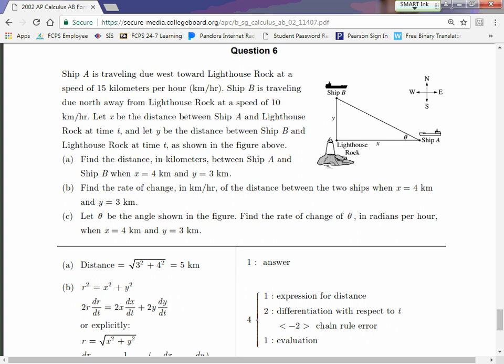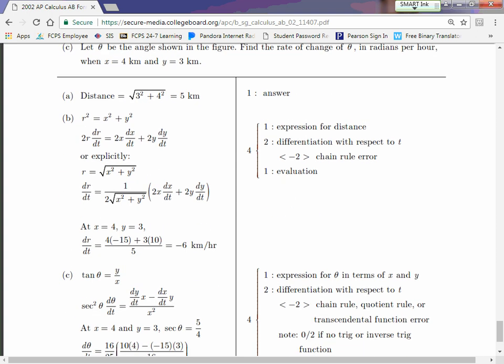So guys, remember that our rate, we don't look to see what is the direction to determine whether it's positive or negative. We look to see what is happening with my distance. Ship A is getting closer to the lighthouse rock, so its distance is decreasing. So I want that rate to be negative. Ship B is going north away from it, so the distance is increasing. So that rate is positive. Are there other questions on this problem?